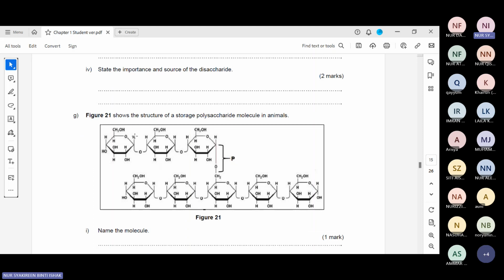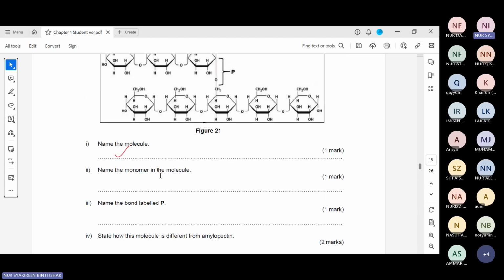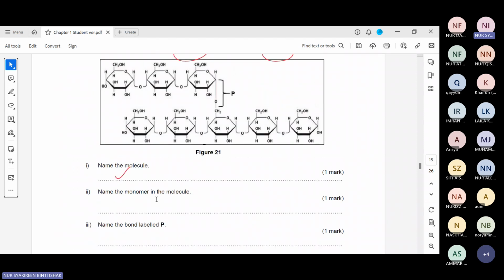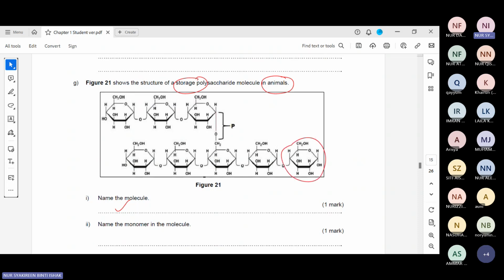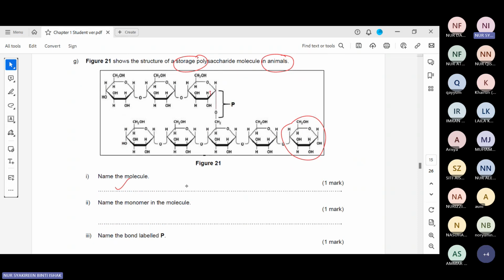So figure 21 shows the structure of a storage polysaccharide molecule in animal. Name the molecule in animal. So the storage carbohydrate is glycogen. Okay, glycogen. Next, name the monomer in the molecule. The monomer is alpha glucose. Name the bond labeled P, carbon number 1 and carbon number 6. So 1,6 glycosidic bonds. Okay.